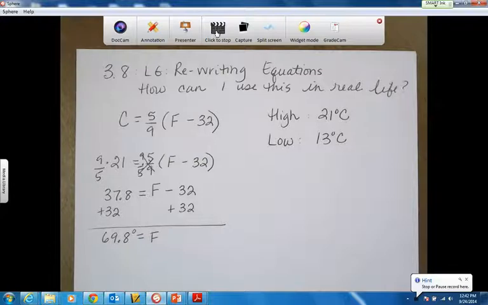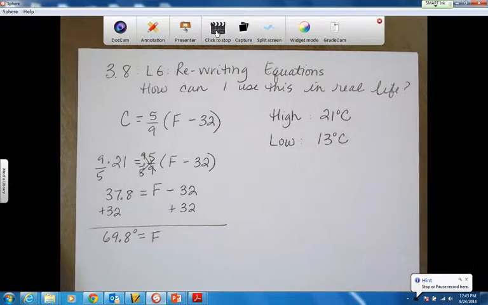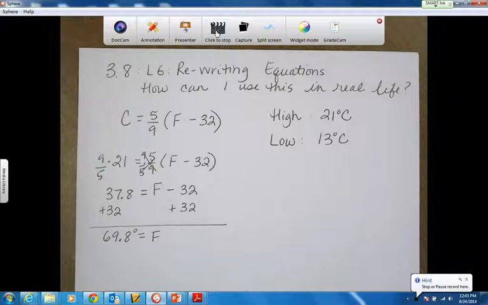Let's say that you were going to be there day after day after day. Okay? And you didn't want to have to figure this out. You wanted something easier because that was a ton of work. Then we would want to rewrite the equation so that F is by itself. Because then every day we could just plug it into our calculator and figure it out. Okay? So we would rewrite for F. So now let's do it because we're going to find the low this time. But let's rewrite our equation.